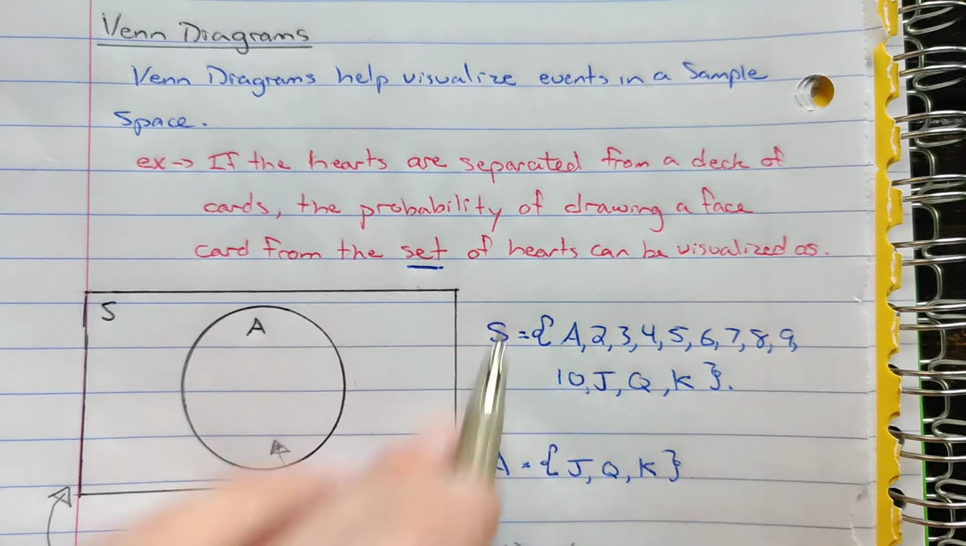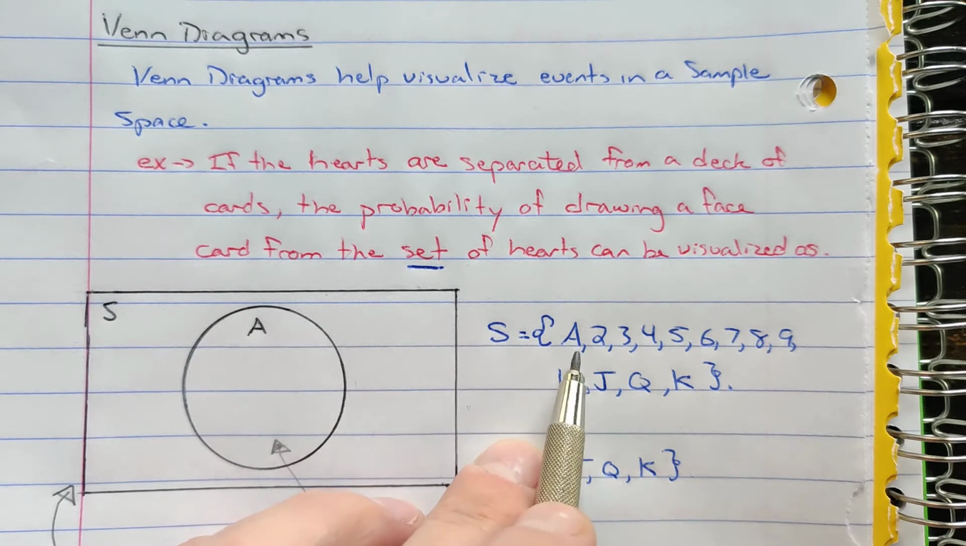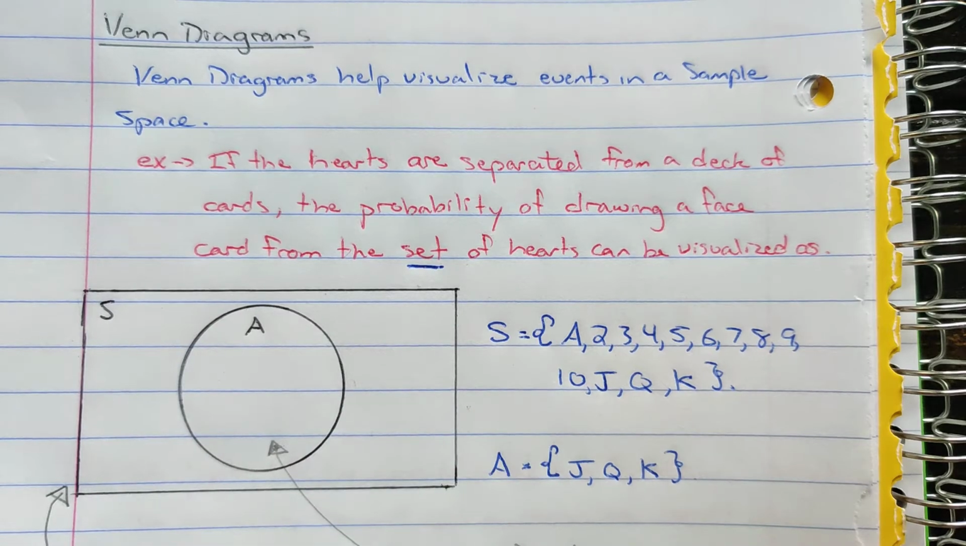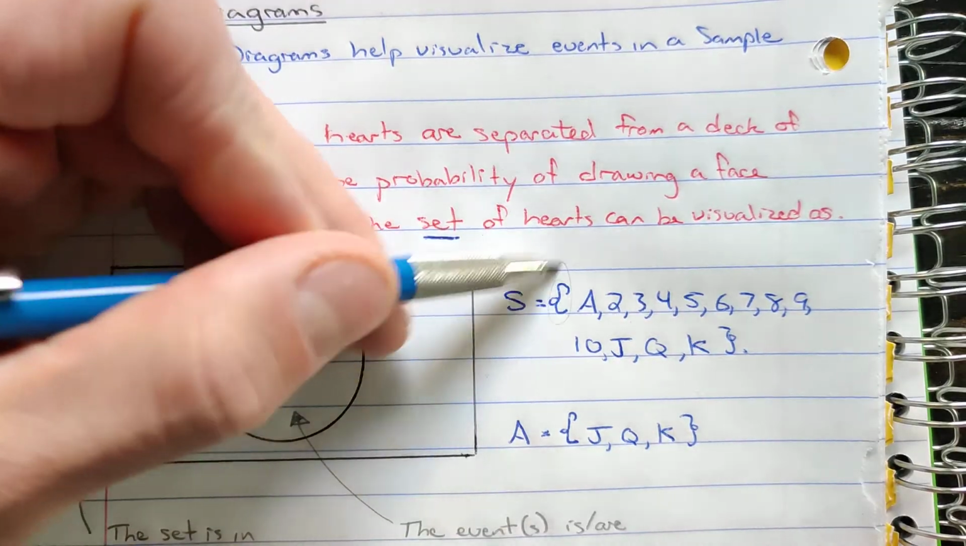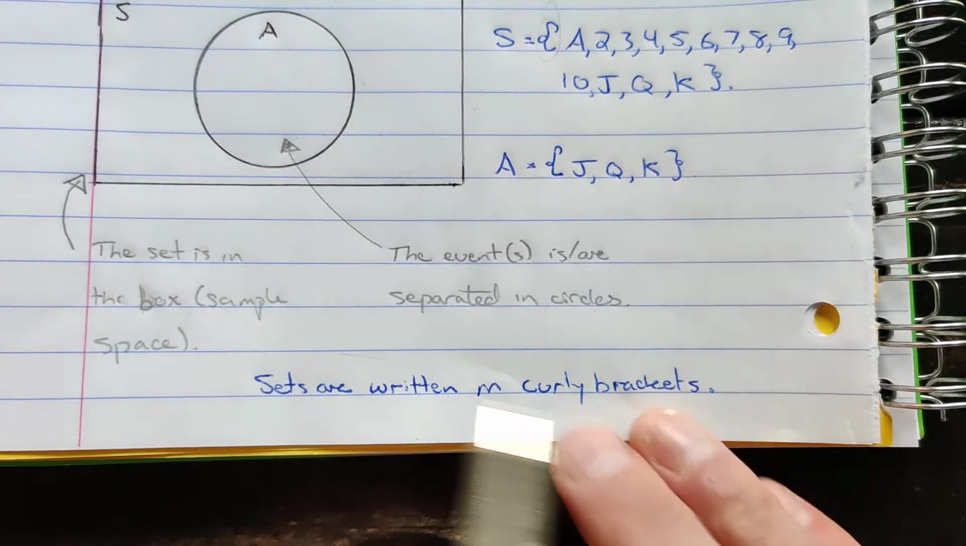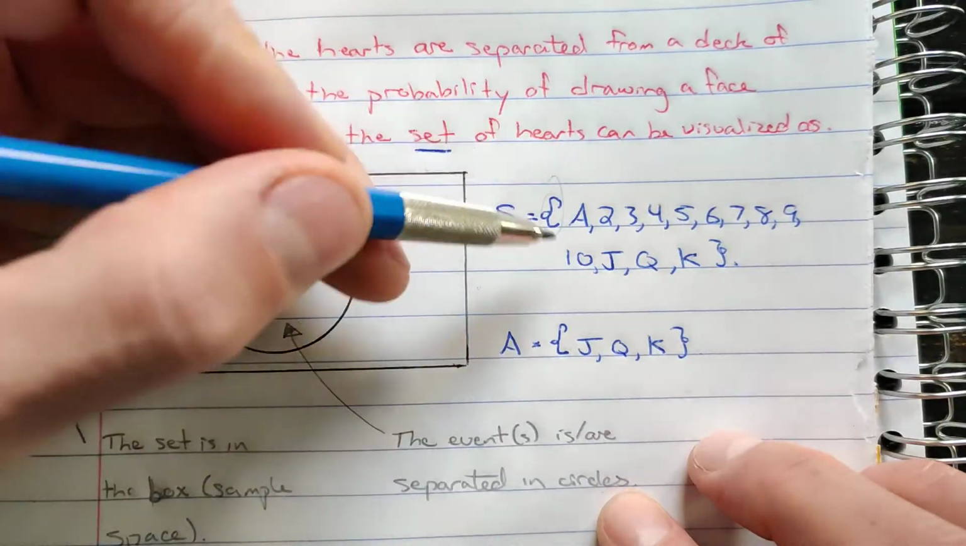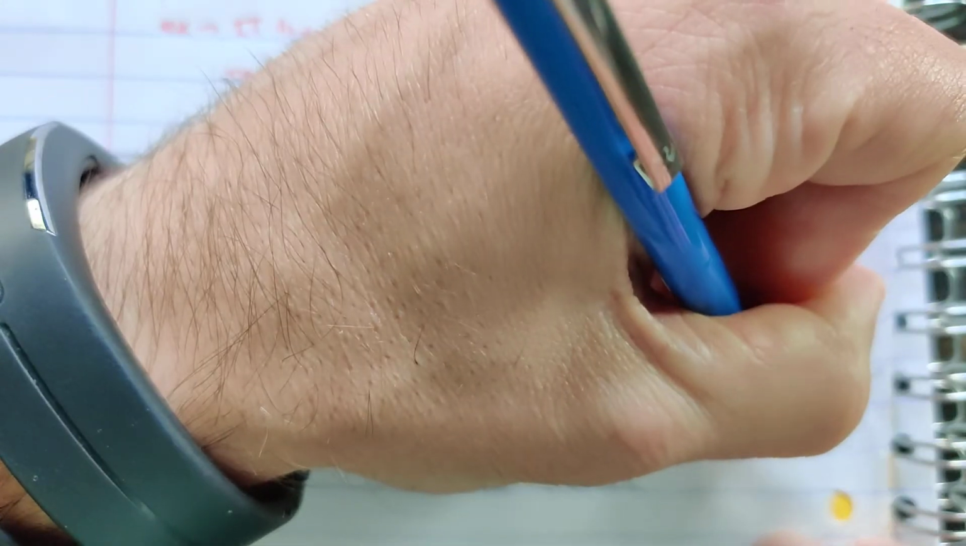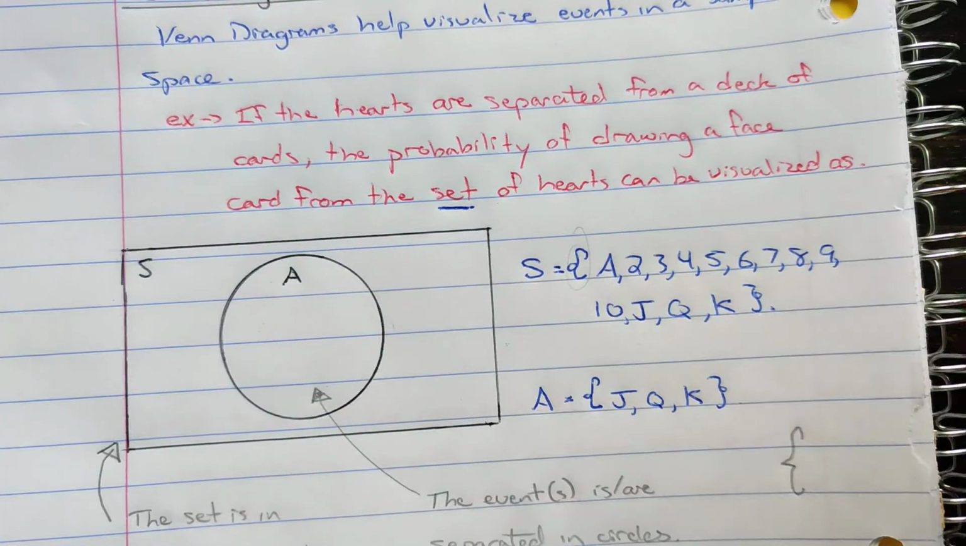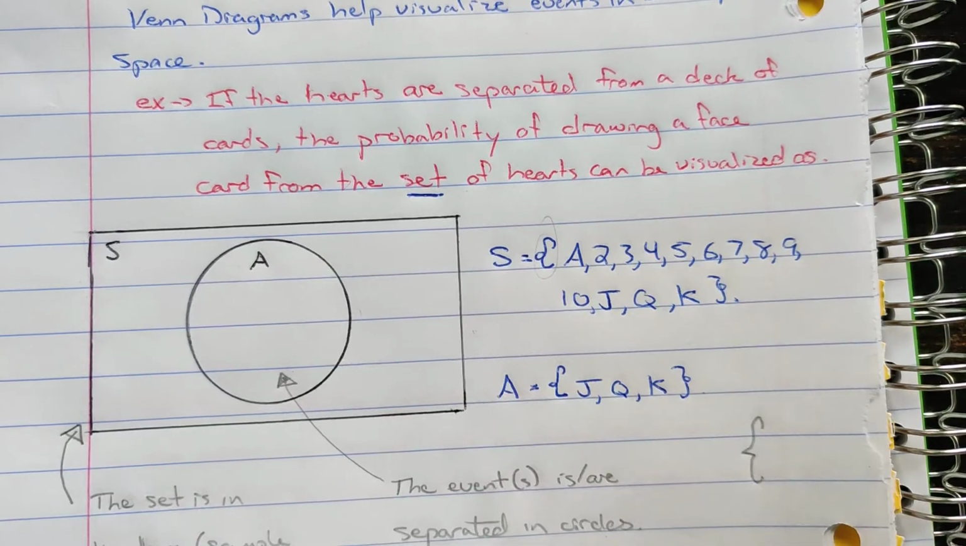I've listed all the cards here. So the sample space, that set, is actually written in these curly brackets. Okay, so sets are written in curly brackets. Curly brackets have the little curl on them, or they might also look like this with a little point on the end, but they are actually named curly brackets. So curly brackets house sets.